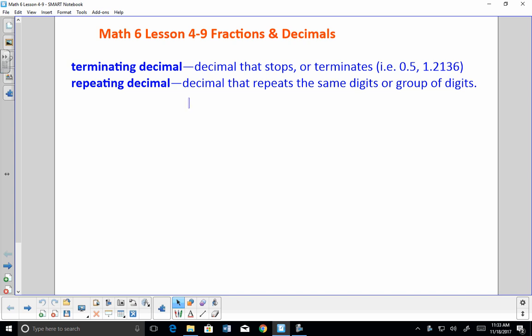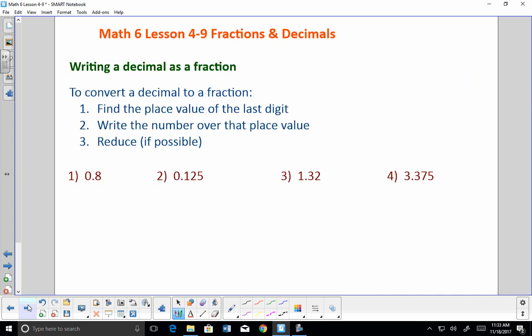For example, 1.3 repeating, or 1.273527352735, and three little dots after it means it keeps going and going with that pattern, 2735 2735. That's a repeating decimal. We're going to learn today to convert between fractions and decimals because those are very important skills to be able to do when you want to compare numbers.